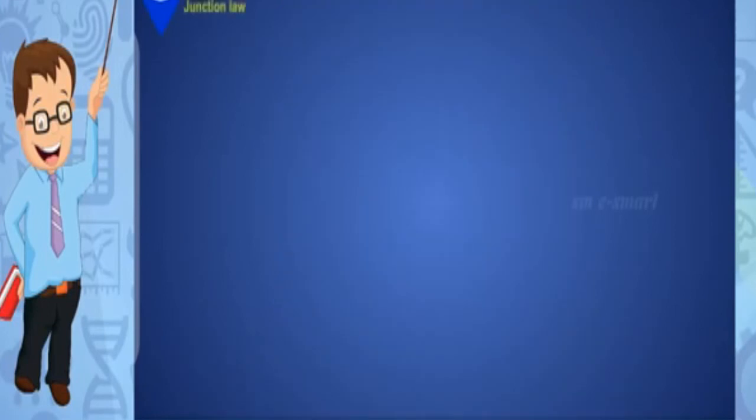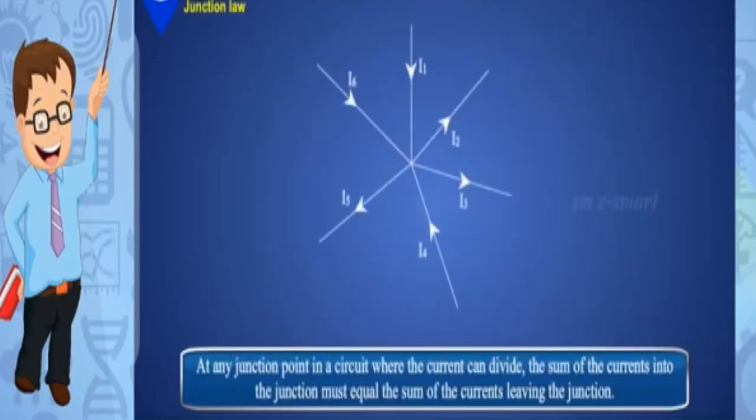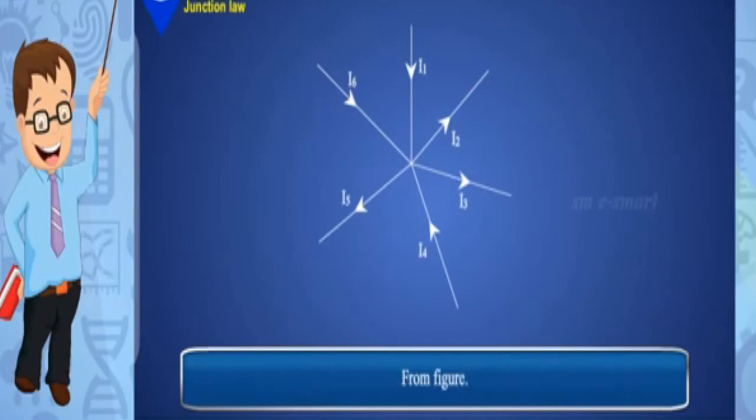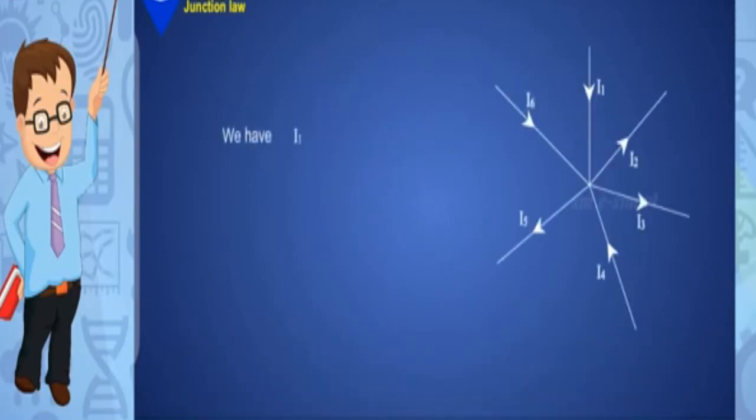Junction law. At any junction point in a circuit where the current can divide, the sum of the currents into the junction must equal the sum of the currents leaving the junction. This means that there is no accumulation of electric charges at any junction in a circuit. From the figure, we have I1 plus I4 plus I6 equals I5 plus I2 plus I3. This law is based on the conservation of charge.